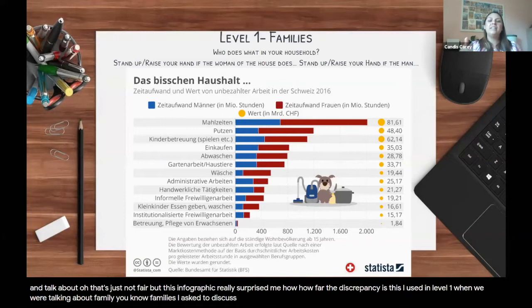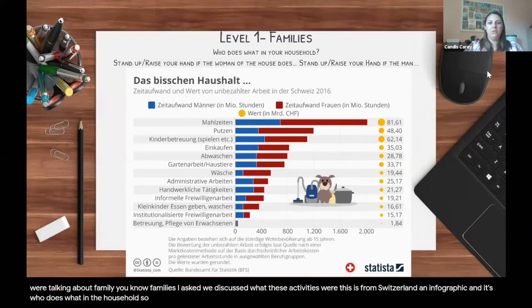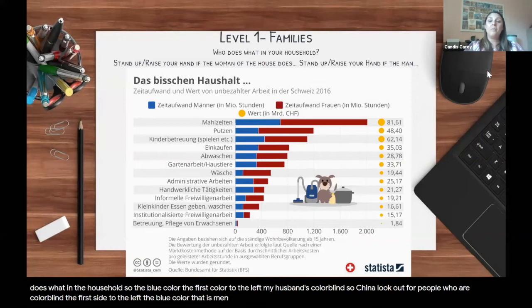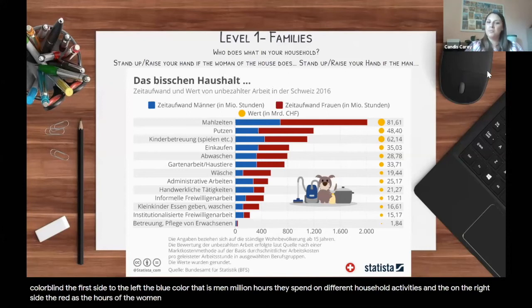This I used in level 1 when we were talking about families. We discussed what these activities were. This is from Switzerland, an infographic, and it's who does what in the household. So the blue color, the first color to the left, my husband's colorblind, so I'm trying to look out for people who are colorblind. The first side to the left, the blue color, that is men. Million hours they spend on different household activities. And on the right side, the red, is the hours that the women spend.